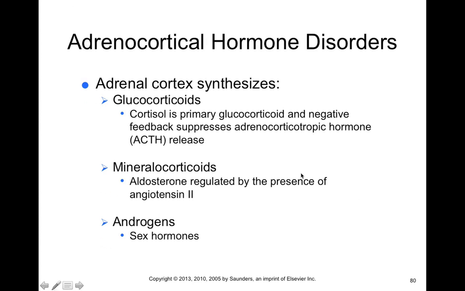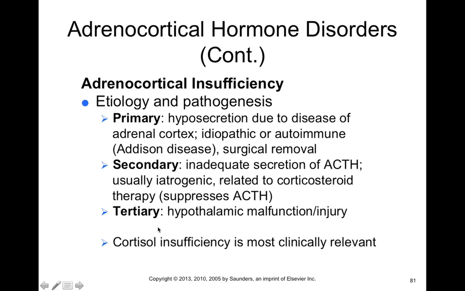Now, we're going to move on to talk about the adrenocortical hormone disorders. So we learned earlier that the adrenal cortex synthesizes glucocorticoids, mineralocorticoids, and androgens. The glucocorticoids include things like cortisol, and it's involved with negative feedback that's based on the release of ACTH. And mineralocorticoids include things like aldosterone, which relates to the whole RAAS, or renin-angiotensin-aldosterone system. And androgens are basically the sex hormones that come from those adrenal cortex cells.